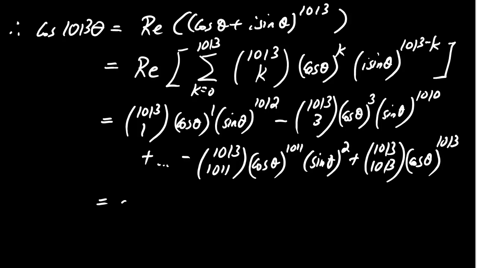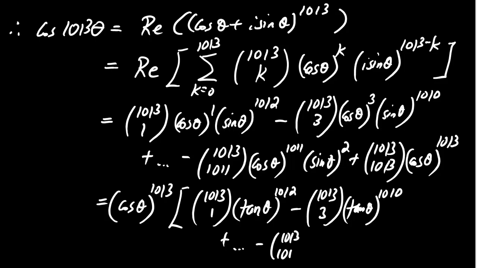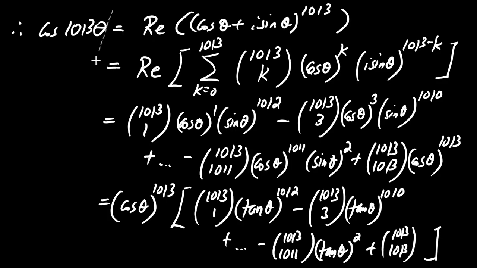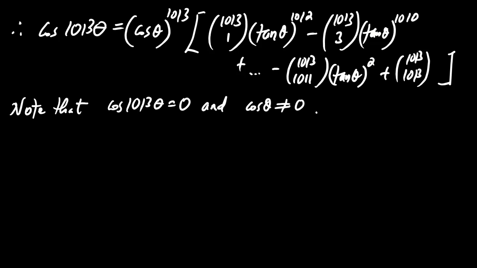At this stage, we can simplify our expression by factoring out cosine theta to the power 1013, which leaves us with cosine theta to the power 1013, multiplied by a polynomial in terms of tangent theta as follows. Since we know that cosine of 1013 theta equals 0 and cosine theta is not 0, this means the remaining polynomial in terms of tangent theta must itself be 0.